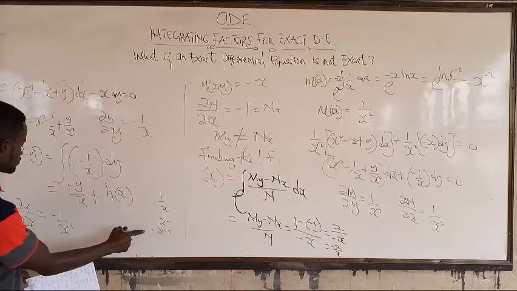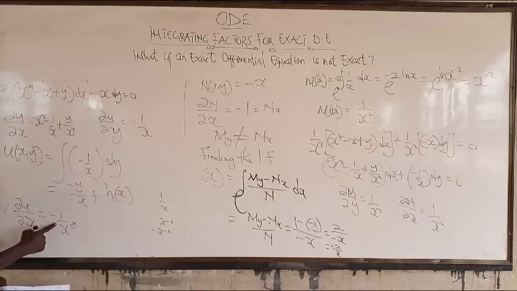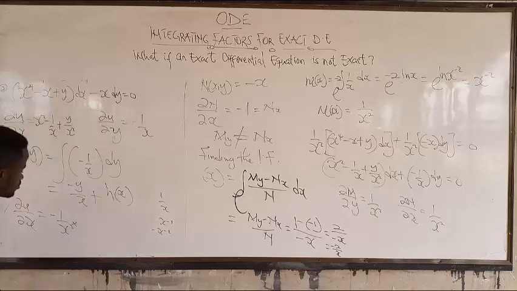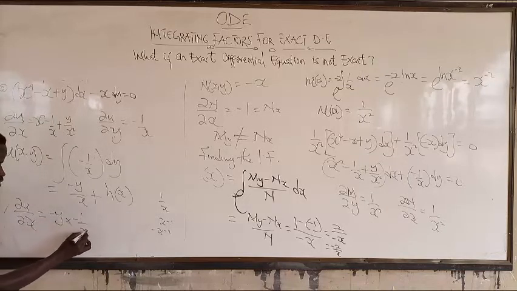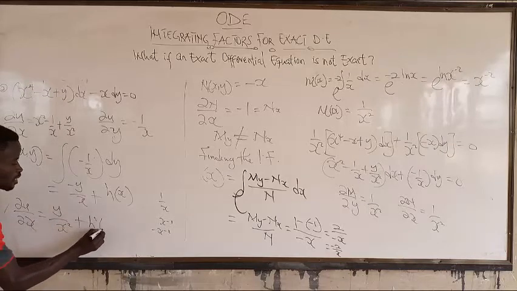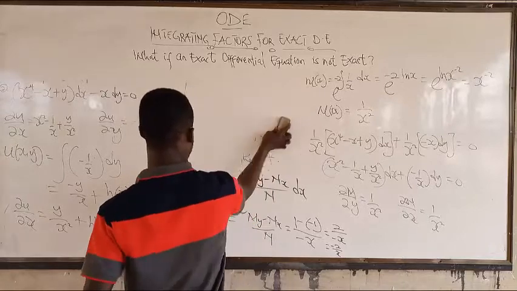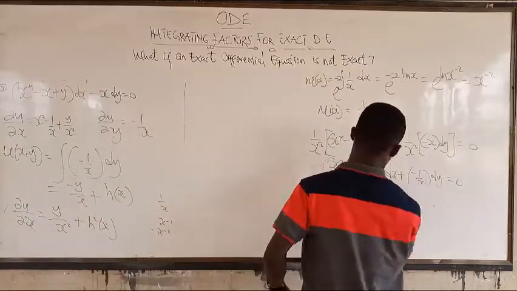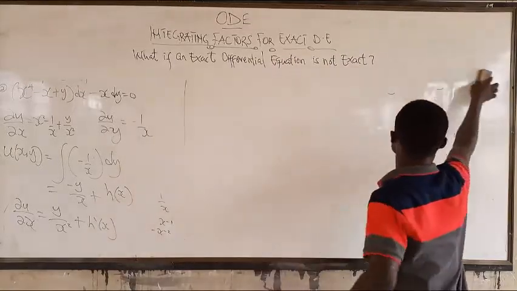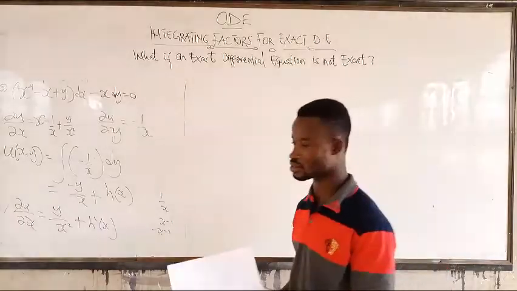And now, this negative will come and undo what is here. We have negative y already, and we'll multiply by negative 1 over x squared. So you can see what you are going to get, and that is going to be y over x squared plus h prime of x. Alright, you can even pause the video and solve it on your own.